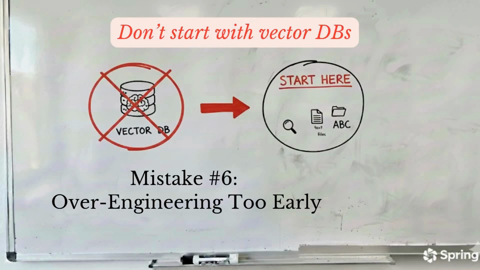One final mistake is over-engineering from day one. You don't need embeddings, vector databases, and retrieval pipelines for every use case. Start simple, design clean boundaries, and evolve only when required.